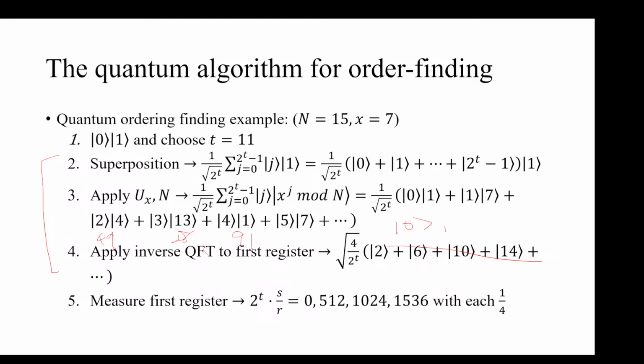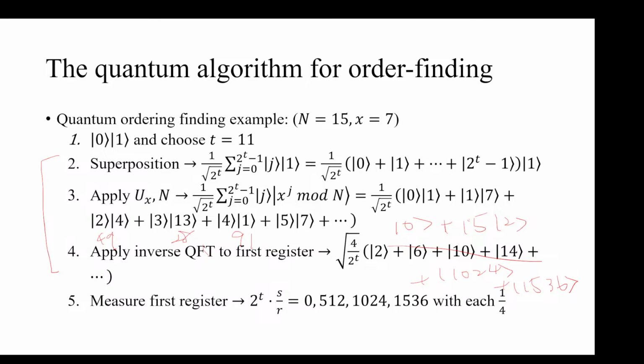Okay, so we should get 0 plus 512 plus 1024 plus 1536. Actually, we only have those 4 possibilities on the first register, and when we measure, then we will get 1 of the 4 of them with equal probability.